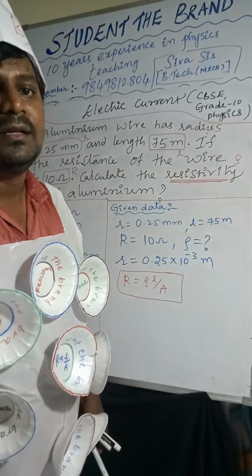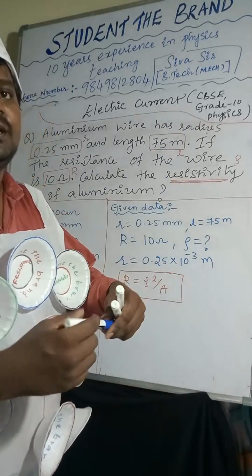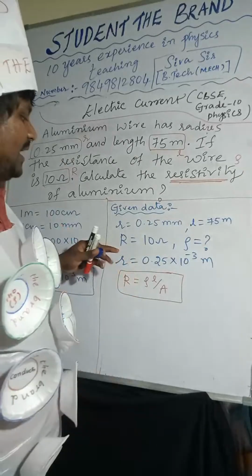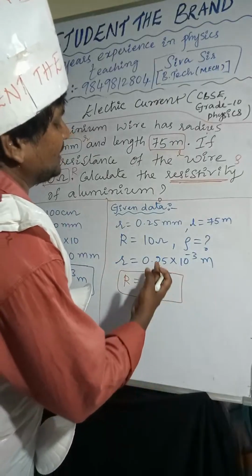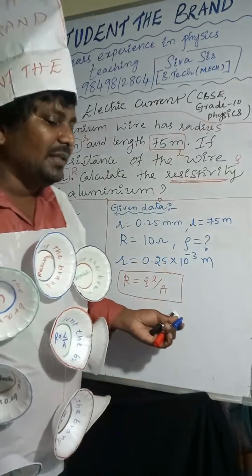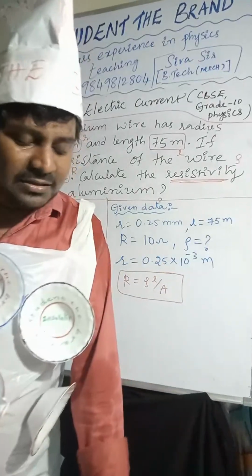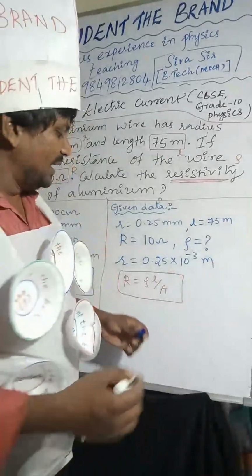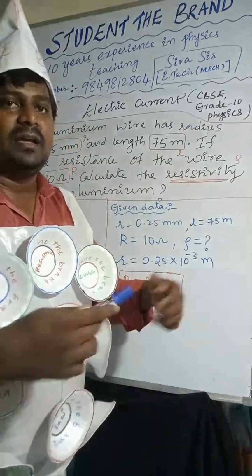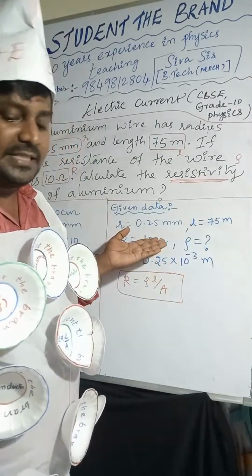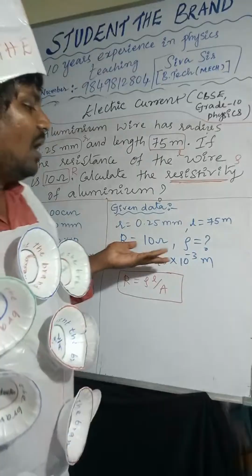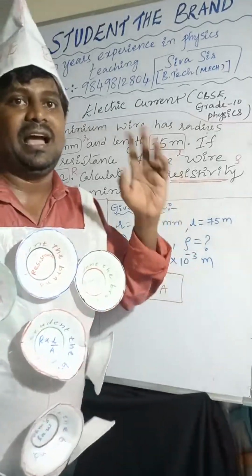Hi, Satyam. So here radius is given, but in the formula there is no radius, we need the area of the cross section. How to solve it? Oh my god, that's a big problem. They didn't give the area of the cross section, they only gave the radius. How to find it out?